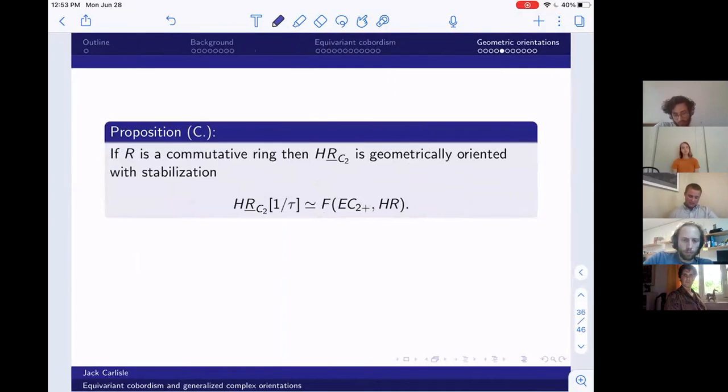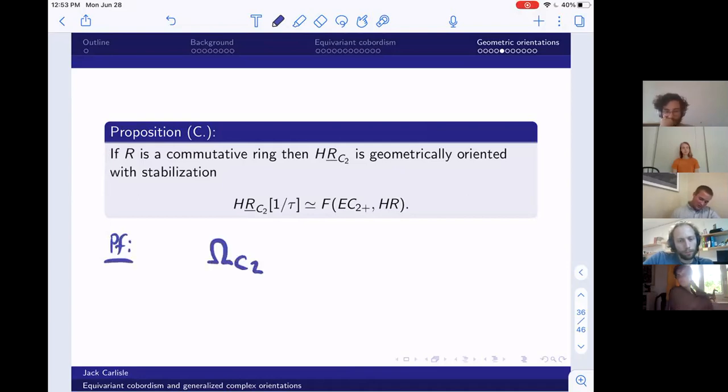So I'll close with the following pair of theorems or propositions, which is that if R is a commutative ring, then the Eilenberg-MacLane spectrum associated to R is geometrically oriented. And if we stabilize it by inverting tau, we get the co-free spectrum on HR. And so as far as a proof goes, well, why is it geometrically oriented?